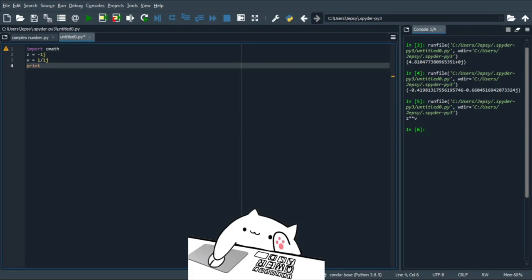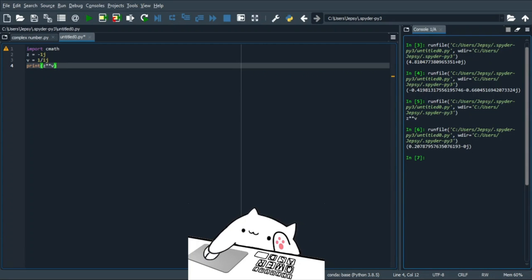So print z double asterisk of my v, F5, and the answer is 0.21 minus 0j, or just 0.21.